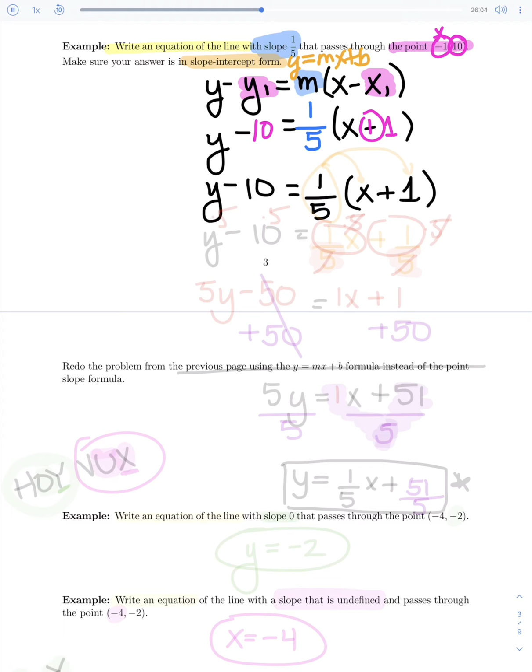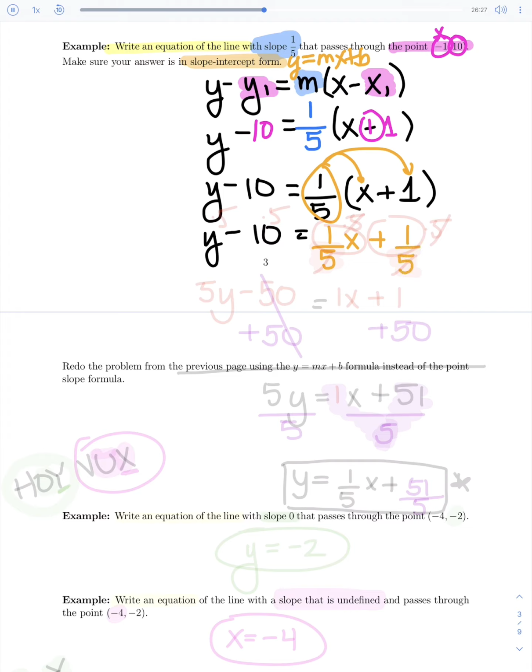So how do we get rid of the parentheses right off the bat? Well, we need to multiply out the 1/5 here, distribute it, and that will get us y minus 10 equals, let's see, 1/5 times x plus 1/5 times 1, which will just be 1/5.